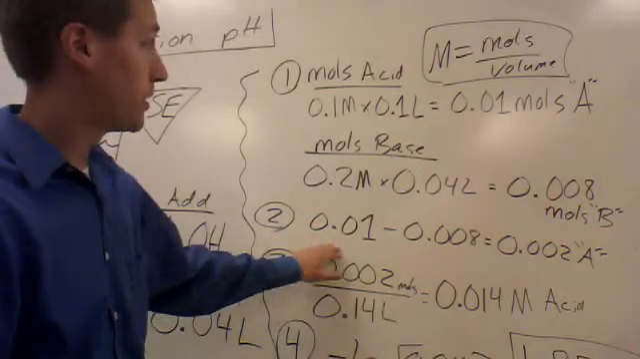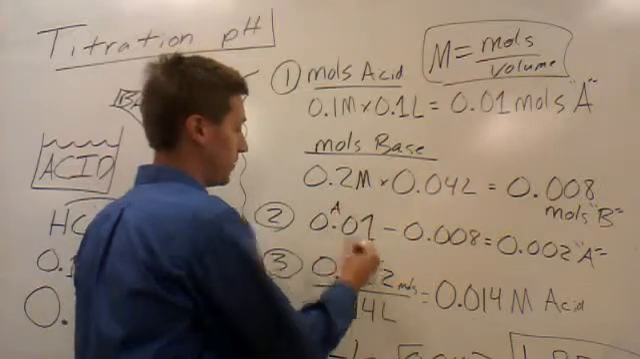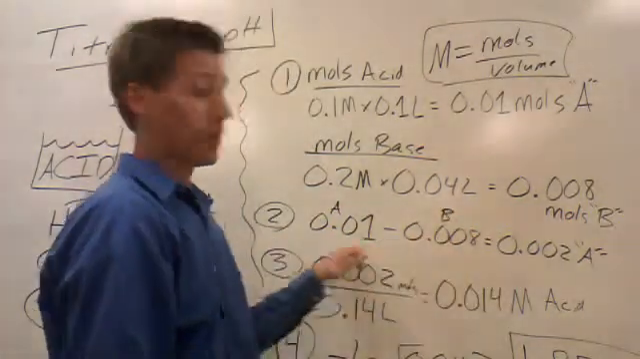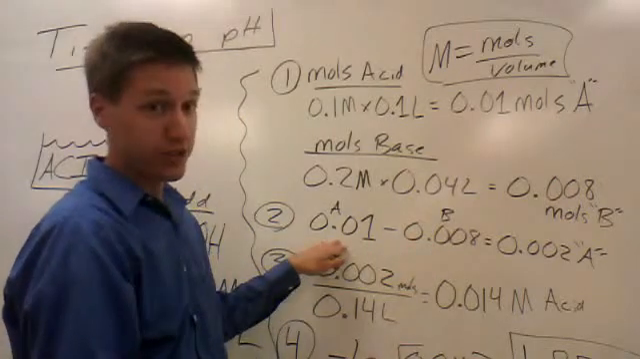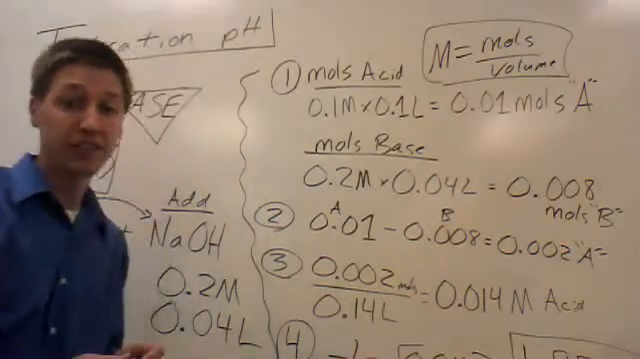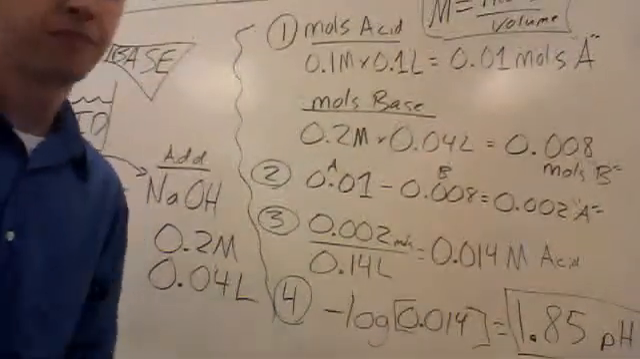We're going to take the one that's bigger, so we have more moles of acid. So this is how many moles of acid we have here, and we're going to subtract how many moles of base we have. And because there's a little extra here, you'll see that our base is our limiting reagent, and acid is our excess reagent. After they're done reacting, we still have some acid left over. We have 0.002 moles of acid left over.